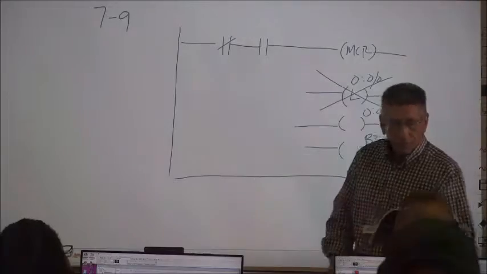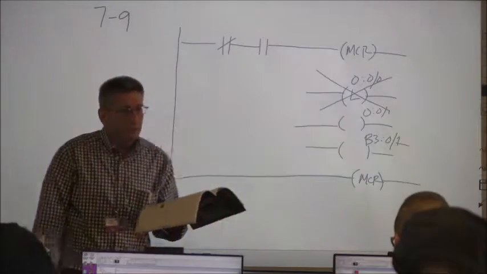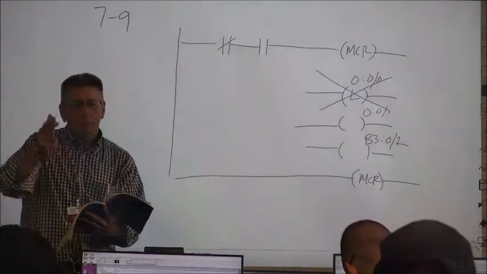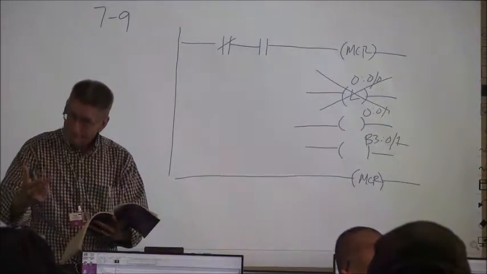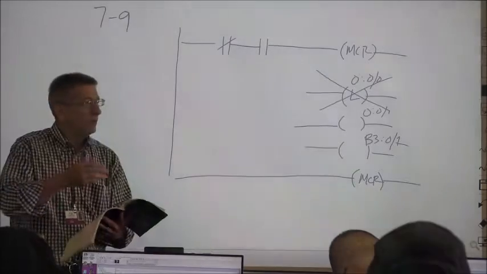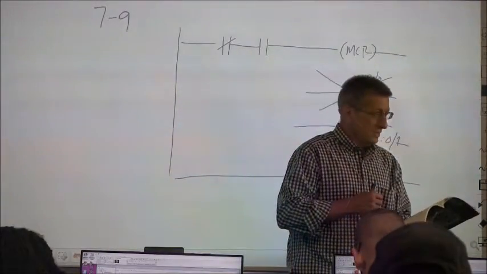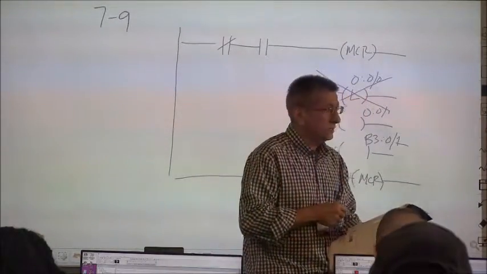A good example of that would be a parts washer, where you have maybe a pre-rinse, a wash, and a post-rinse. There you go. So the motors will all come on immediately, and they'll shut down sequentially.